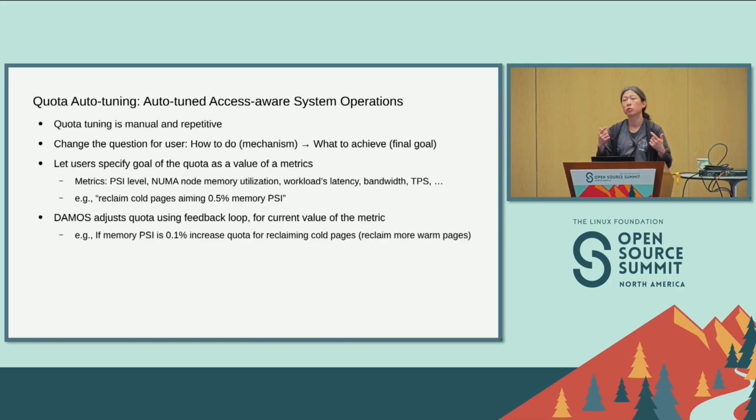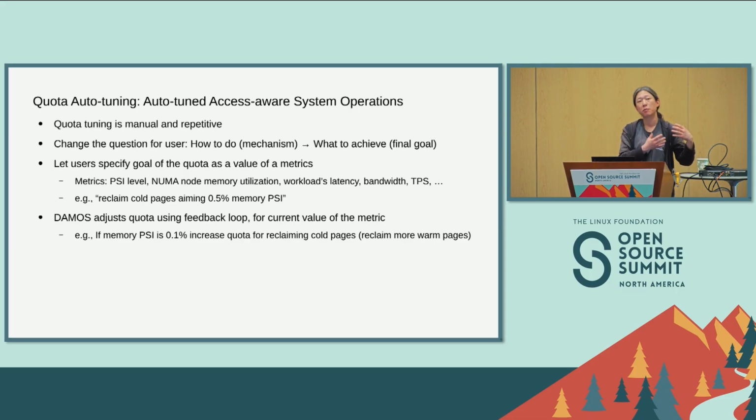That is, if we run proactive reclamation, we would have some different goals. Maybe I want to keep at least 25% of the system free always, or just use proactive reclamation as long as the memory pressure stall time of the system is under some small, low level to give some healthy pressure. And therefore, this feature lets users specify the real goal of the quota as a value of a metric. And the metrics can be several things.